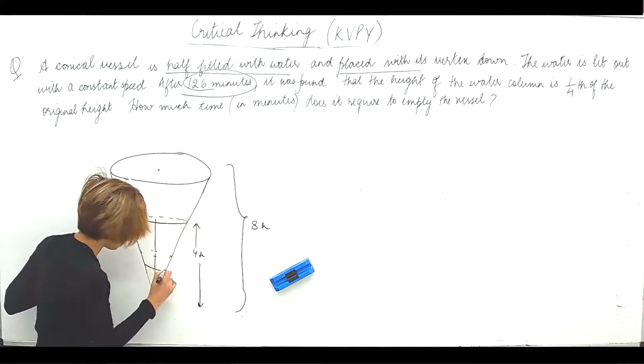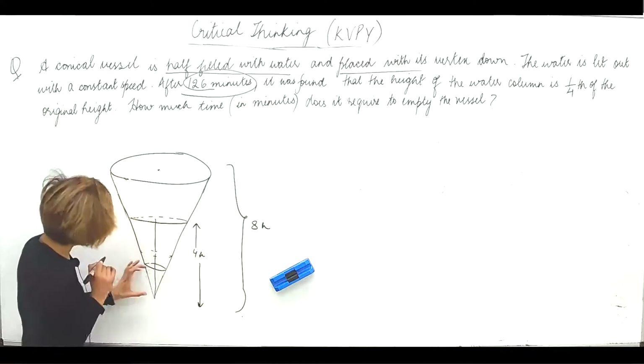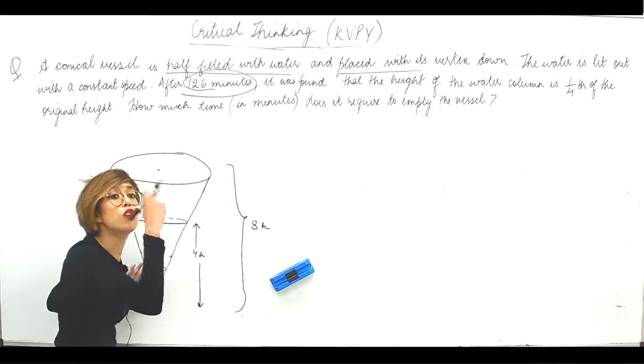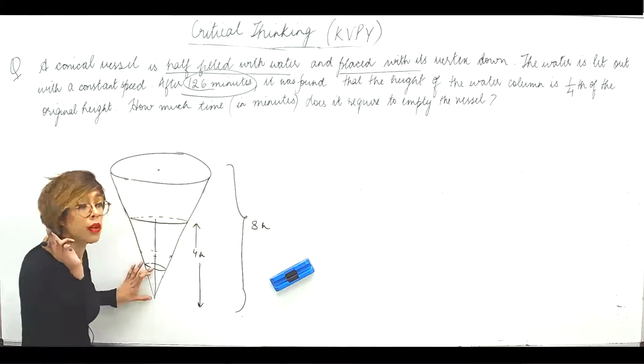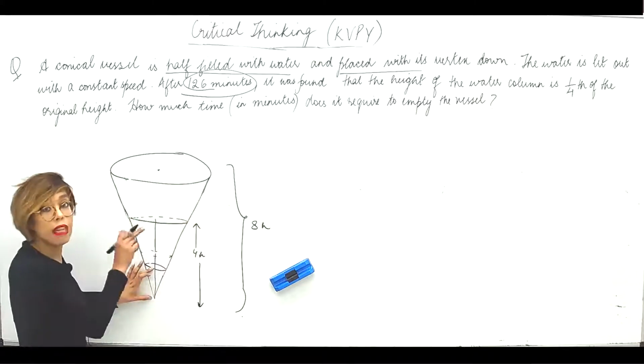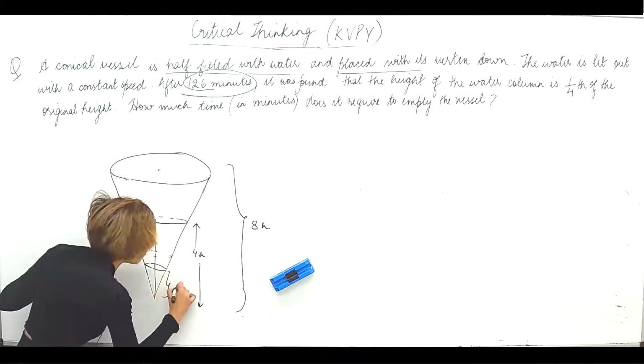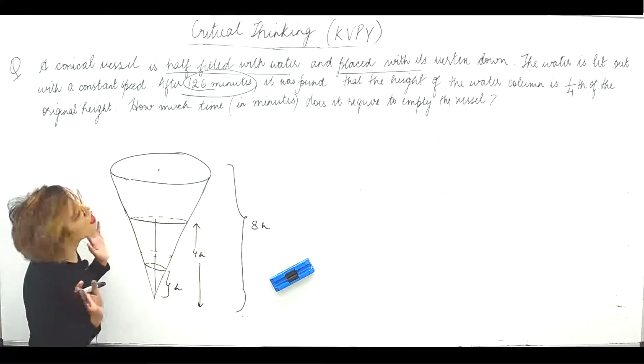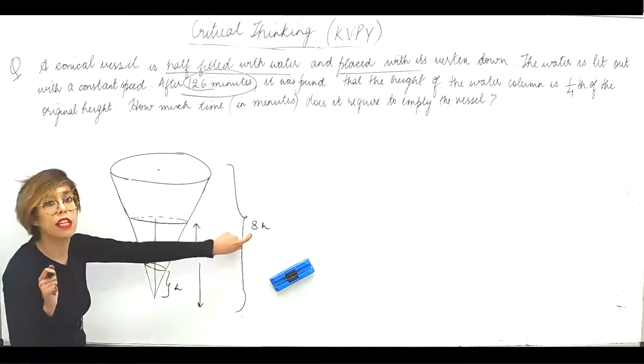So, suppose this is my water level. Now this height is found to be 1/4 of the original height. Now, original height was what? 4h. So, 1/4 of that means this is h. Right? Okay, perfect. That's why I assumed it to be 8h.